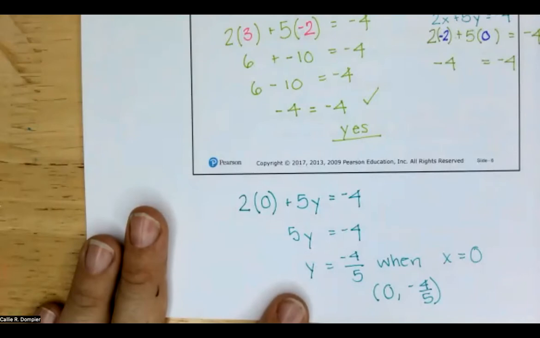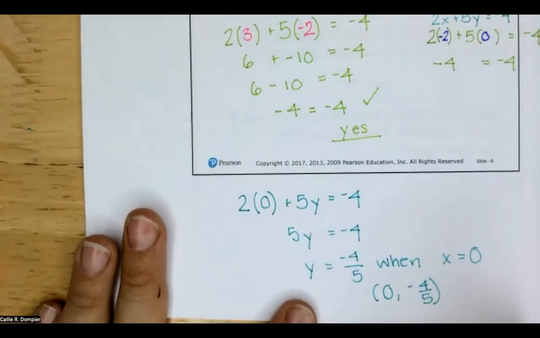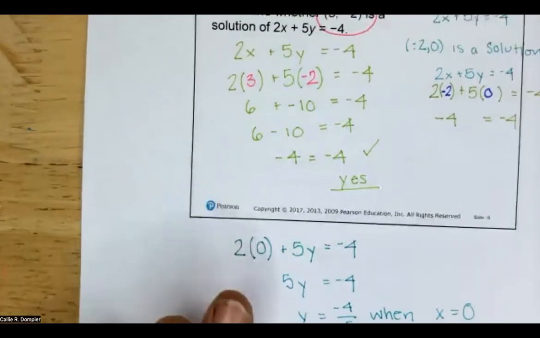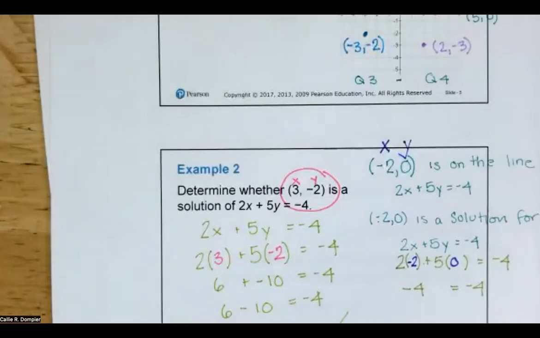You can find any number for, like, what is y when x is 0? What is y when x is 1? What is y when x is 2? What is x when y is -3? They are both true.